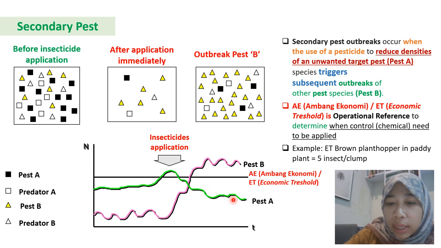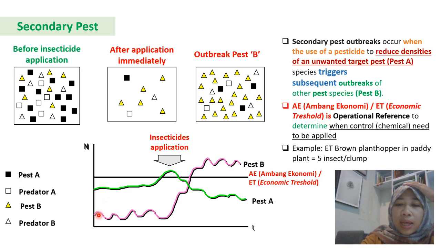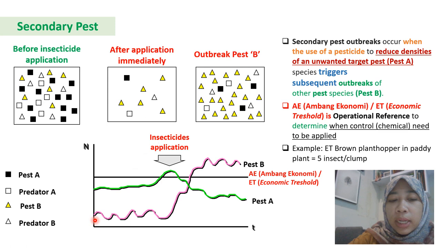And what will happen with another pest? As we see in this graph, there is a pest B. Previously, before the insecticide application, the population of pest B is below the economic threshold. The gap is really high. There is a low population of pest B. And what will happen with pest B after the insecticide application? Pest B increases greatly, over the economic threshold. So in the end, pest B is over in the habitat. This is how a secondary pest happens.